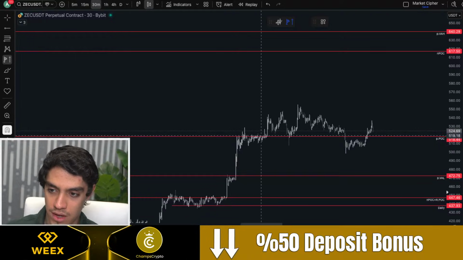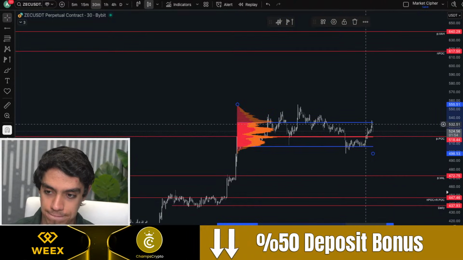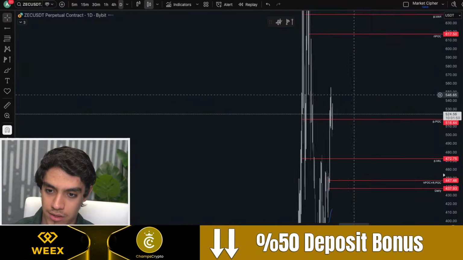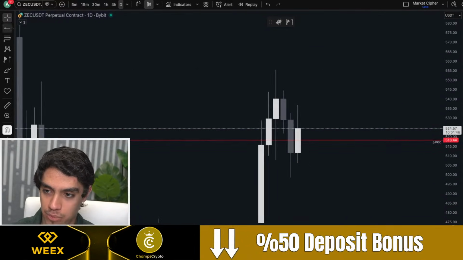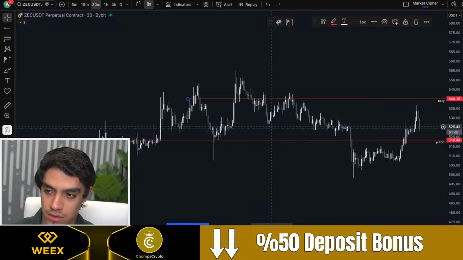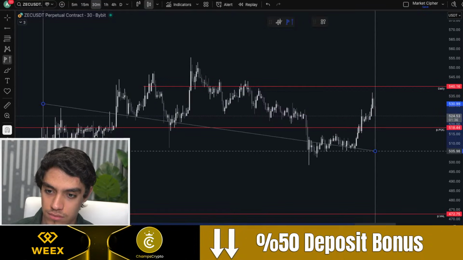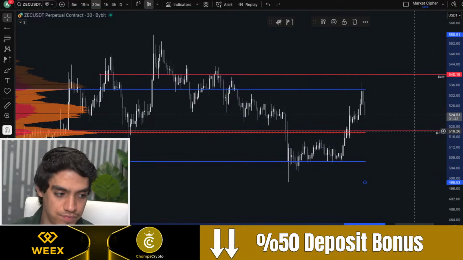Let me do this volume profile move. So now we get to the actual trading part for Zcash, forgetting about all the potential stuff we said. So, we got the daily. Oh, maybe, yeah, that's a nice area to enter, maybe.